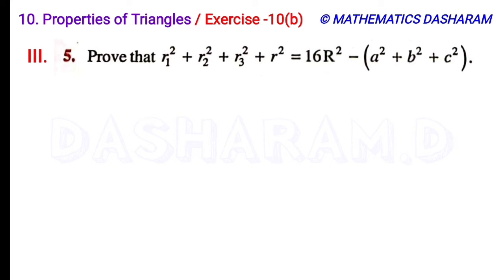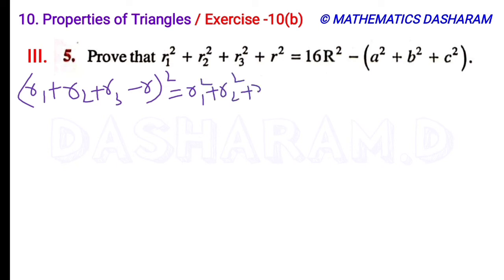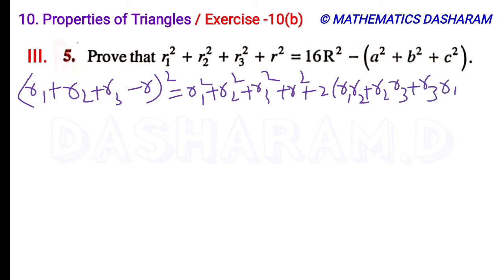So r1 plus r2 plus r3 minus r whole square equals r1 square plus r2 square plus r3 square plus r square plus 2 bracket of r1 r2 plus r2 r3 plus r3 r1 minus 2r bracket of r1 plus r2 plus r3. So here is our required answer. To get that answer, we need these values.